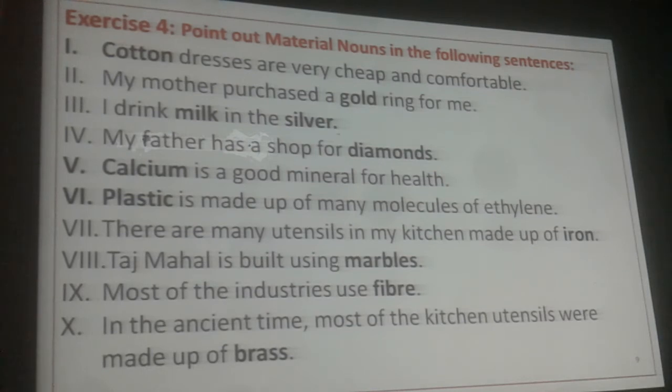Then calcium is important. Then plastic is important. Then iron is important. Marbles, and there is another word, fiber, because they are bold. You can look at the slide. The words cotton, gold, milk, silver, diamonds, calcium, plastic, iron, marbles, fiber and brass are highlighted. So you can easily understand and you can easily apply the concept and the definition of material nouns.